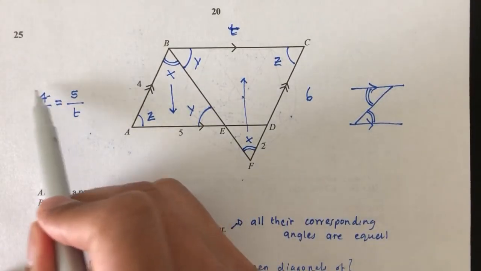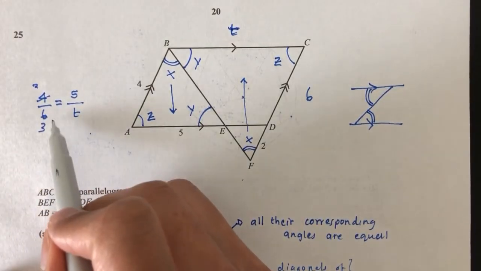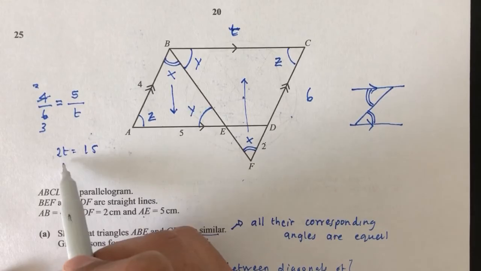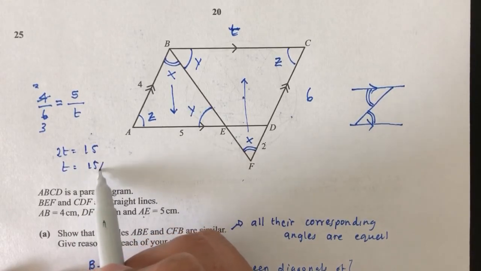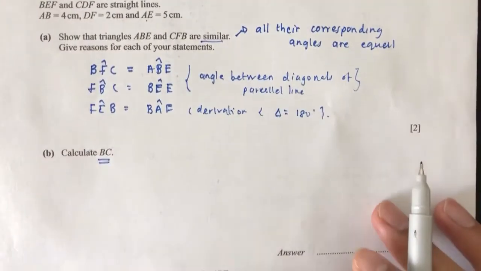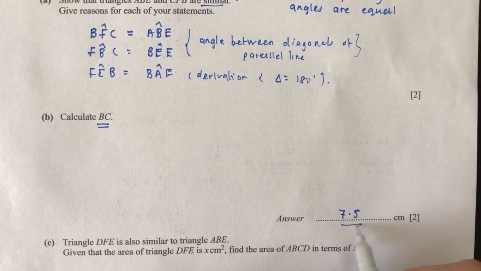So we have to find the value of T, and we just have to solve this fraction. So let's simplify. We have 2 over 3. Let's cross multiply. We have 2T equal to 15. So T will be 15 divided by 2, which will be 7.5. So your answer for part B will be 7.5 centimeters.